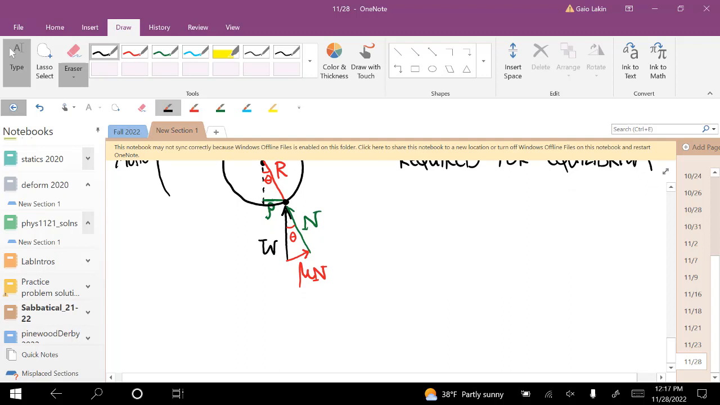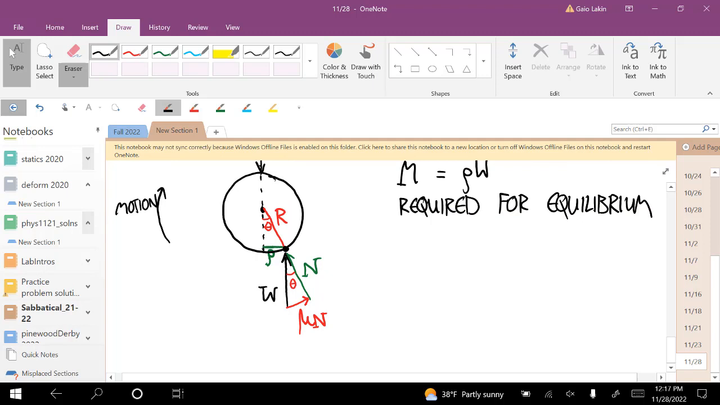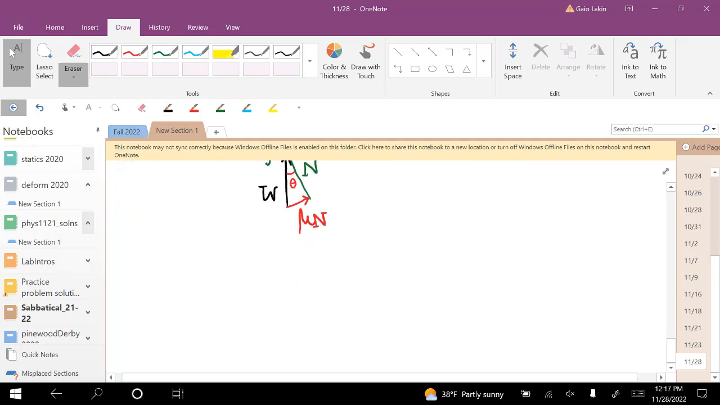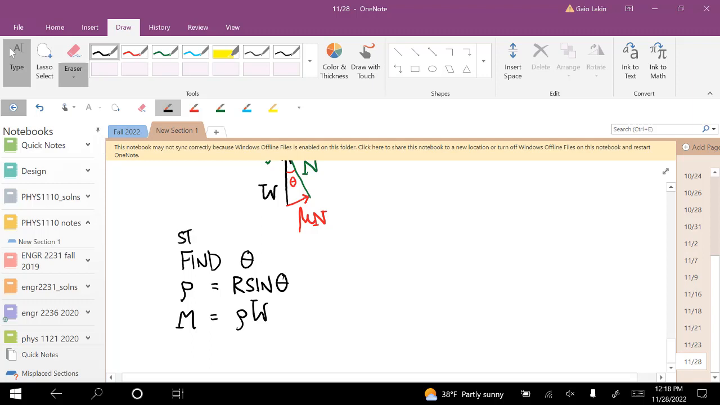We're going to use the normal force and friction force triangle to come up with an expression for theta. And then we're going to use that expression to get rho. So we'll find theta, then rho is equal to R sine theta, and then the couple is equal to rho times W. Okay, so that's our strategy.